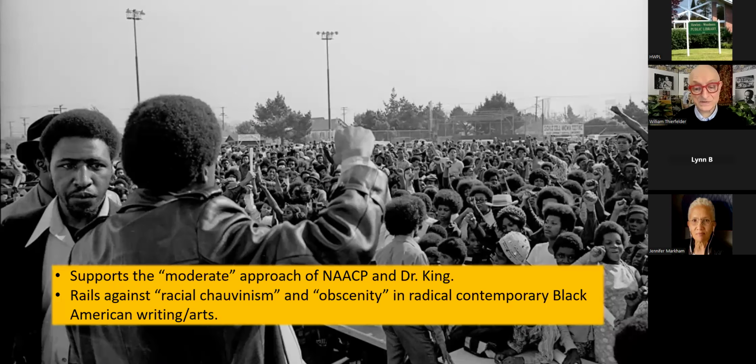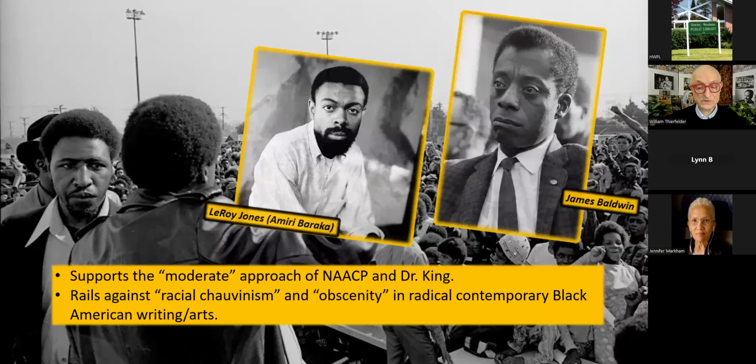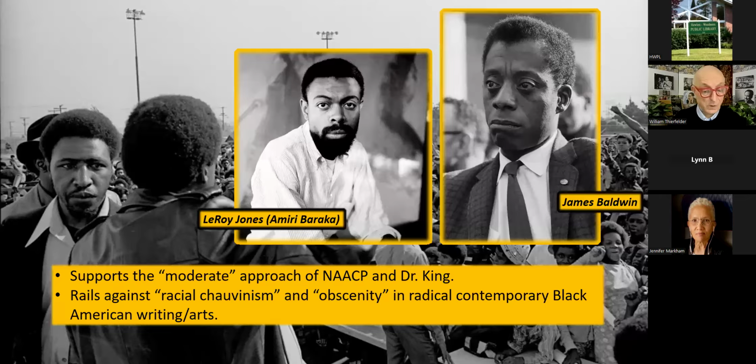Now, during his last decade, Hughes supported the moderate approach of the NAACP and of Dr. Martin Luther King. And that put him at odds with the more activist members of the civil rights movement. Indeed, he began to rail against what he called the racial chauvinism and obscenity in radical contemporary Black American writing and the arts, especially by authors like James Baldwin, Leroy Jones, later known as Amiri Baraka, and others. In other words, he had little time for the emerging Black power or the Black arts movement.